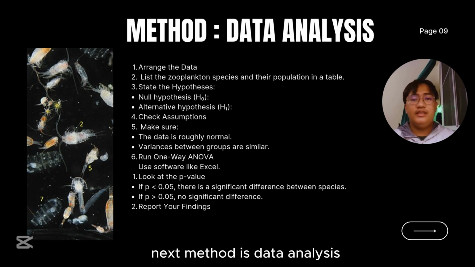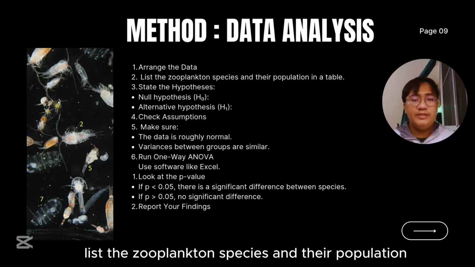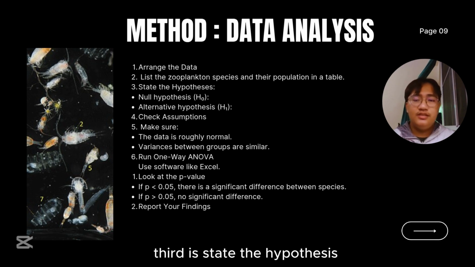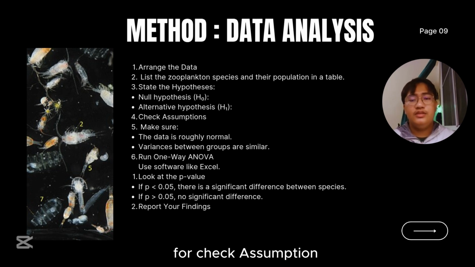Next method is data analysis. First, arrange the data. Second, list the zooplankton species and their population in a table. Third is state the hypothesis. Is it null hypothesis or alternative hypothesis? Fourth, check assumptions.